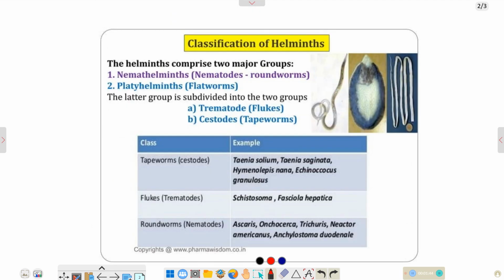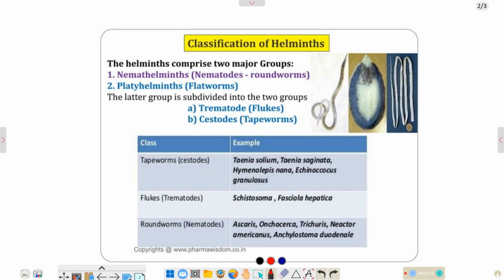This is the classification of different types of worms or helminths. They comprise two major groups: nemathelminths and platyhelminths. Nematodes are roundworms, and platyhelminths are the flatworms, which are subdivided into two groups, trematodes and cestodes. Trematodes are flukes and cestodes are tapeworms. Tapeworms means long, tapering worms. So their classes are tapeworms, flukes, and roundworms.